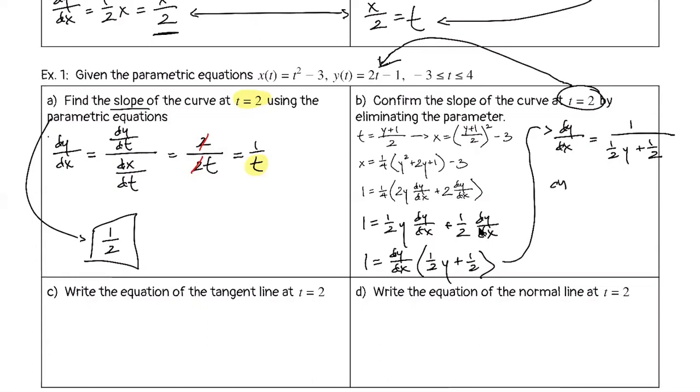So dy/dx equals 1 over (3/2 plus 1/2). Okay, well, these aren't bad as far as fractions go. 3/2 plus 1/2 is going to give me 4/2.